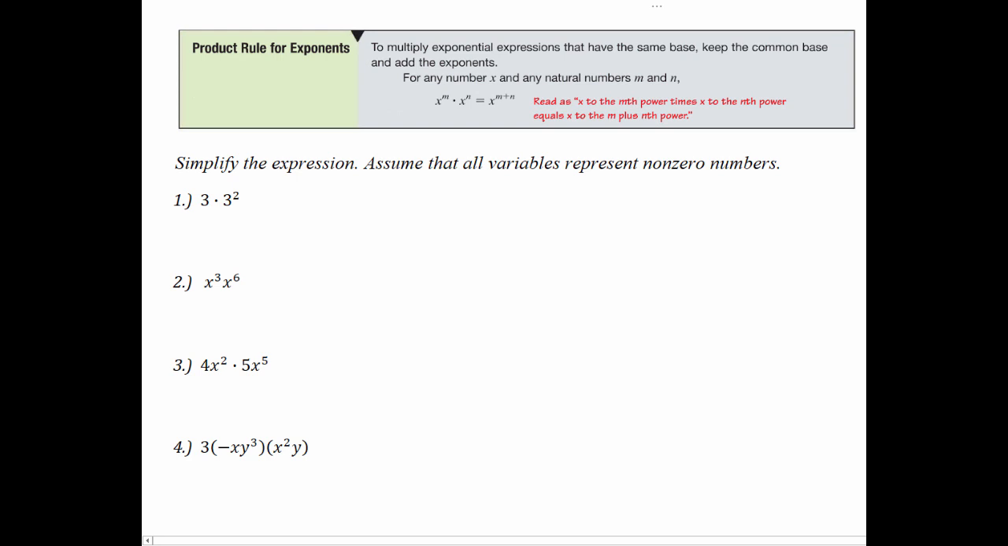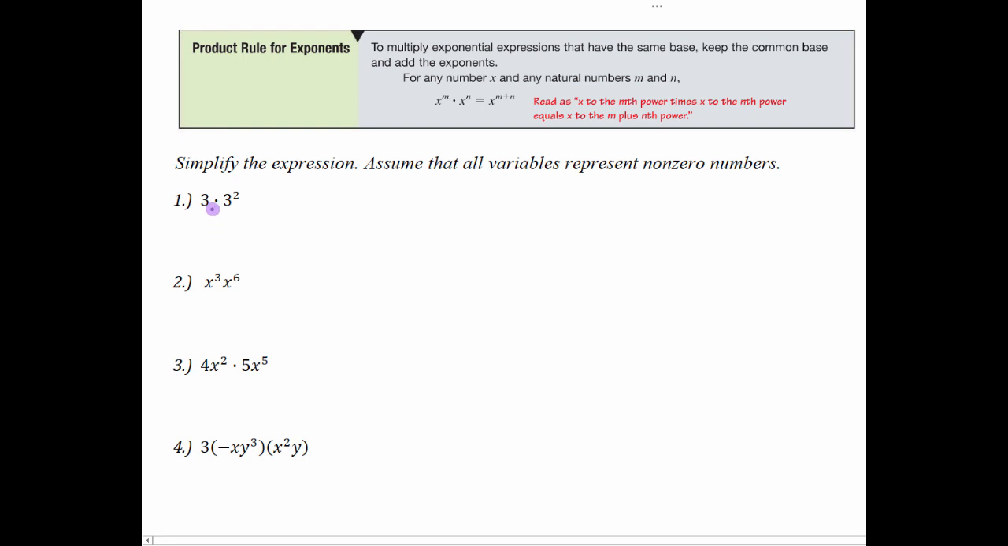This is actually called the product rule for exponents. So if we have an x to the m times x to the n, that's the same as x to the m plus n. You need to note that the base must be the same. You can't use this if the bases that you're multiplying are different.